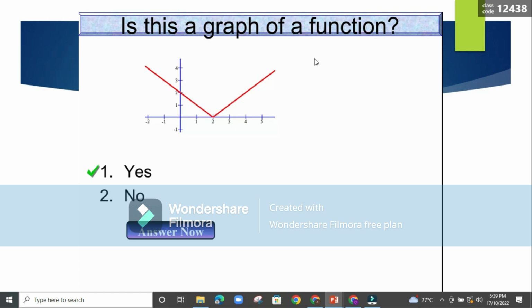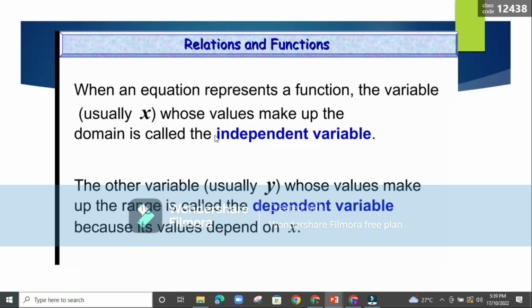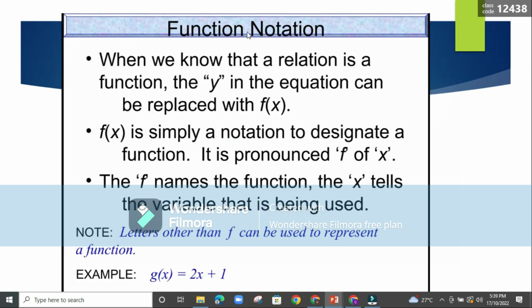Is this a graph of a function? Yes, because if you draw a vertical line test, we are going to apply that. It will intersect at one point only. Okay, now relations and functions. When an equation represents a function, the variable, usually x, whose values make up the domain is called the independent variable. And the other variable, usually y, whose values make up the range, is called the dependent variable because its values depend on x.